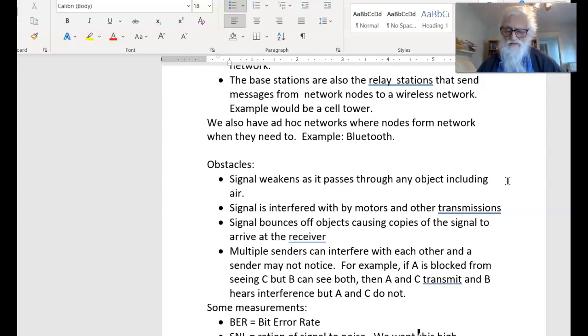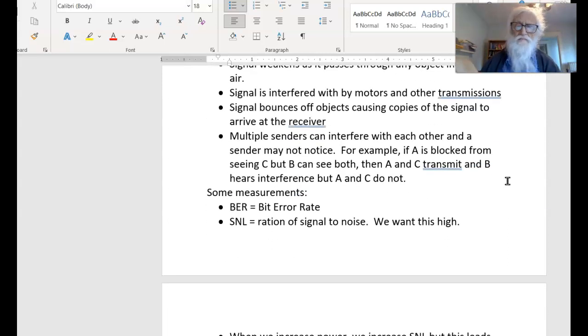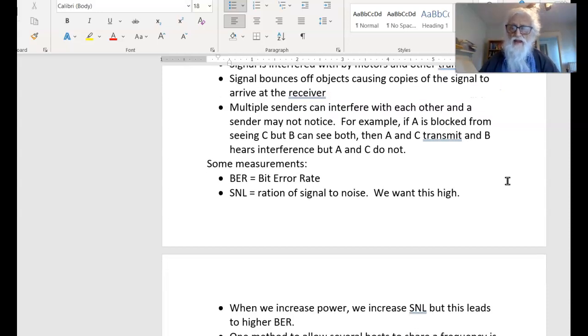Now, there's a bit error rate we can talk about, and a signal to noise ratio. We want the signal to dominate the noise, of course. When we increase the power, we increase the signal to noise. But this leads to higher bit error rates.